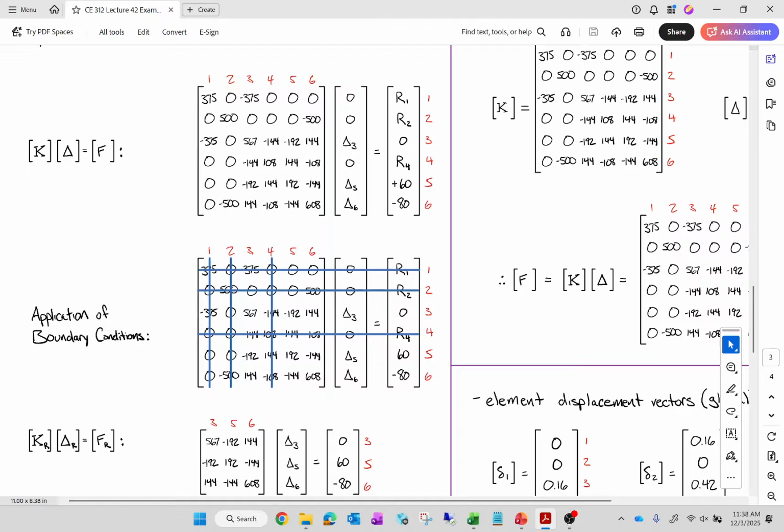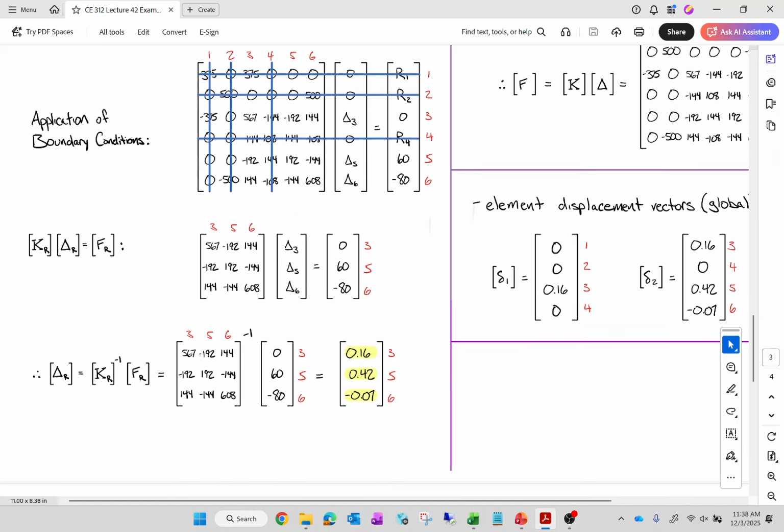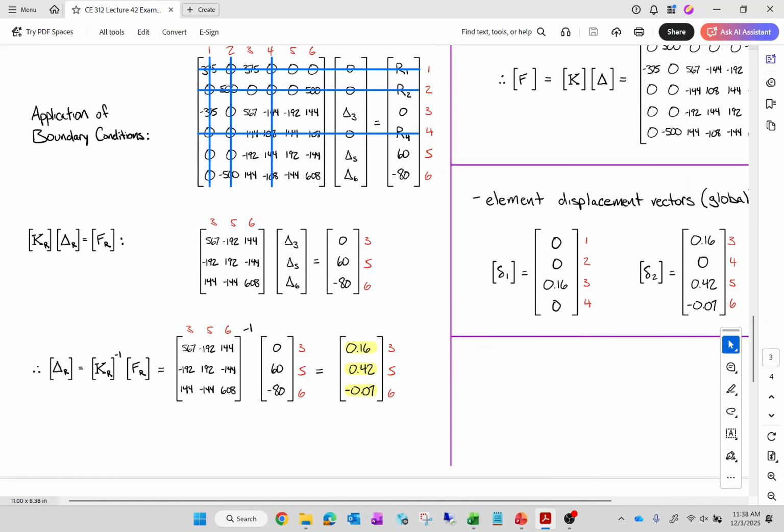And so we have this smaller 3 by 3 matrix here, a smaller 3 by 1 vector, and another 3 by 1 vector. We can take this system, plug it into the wonderful world of Excel, invert this matrix, multiply that inverse times that vector, and we get those displacements. And boom, there we go.